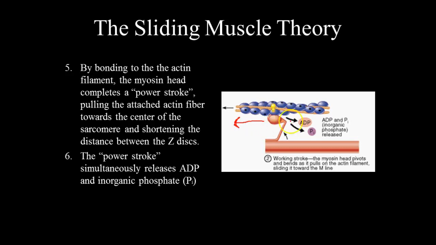Okay, and when it does this, it releases ADP as part of the process here. Okay, so ADP gets released because ATP is being used, because you need energy to power stroke. So ATP is used and it ends up breaking up into ADP and the inorganic phosphate.